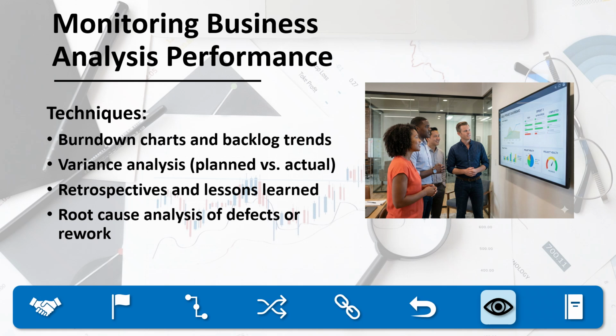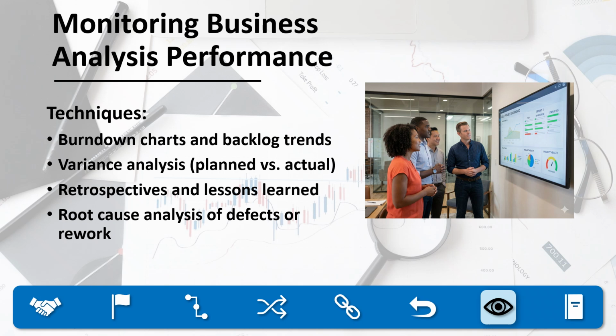A practical example can be seen in software product development. Suppose a team finds that 30% of its user stories require significant rework after initial development. By tracking this metric, the business analyst investigates and discovers that many acceptance criteria were poorly defined. Through retrospectives and root cause analysis, the team agrees to adopt a peer review process before finalizing user stories. Within 2 iterations, the rework rate drops substantially. This demonstrates how monitoring not only measures performance, but also leads to concrete improvements.